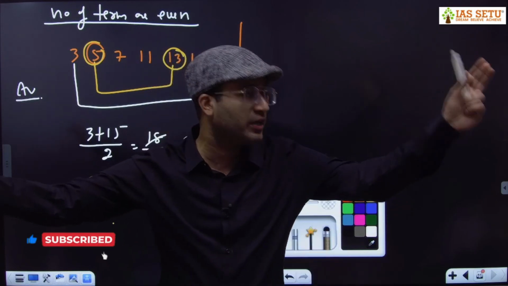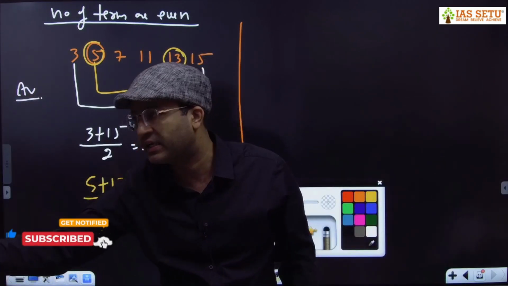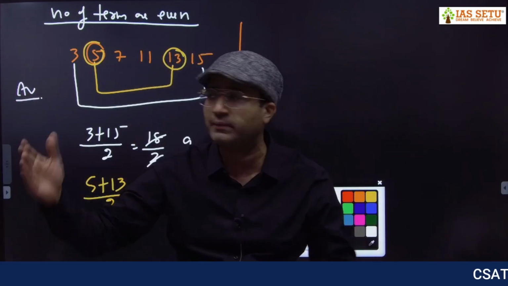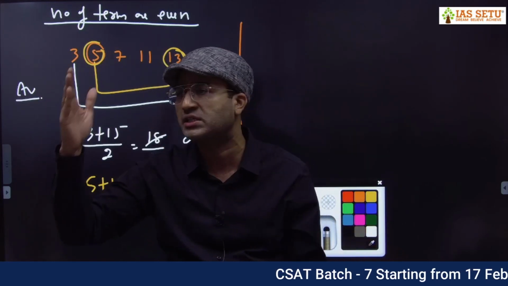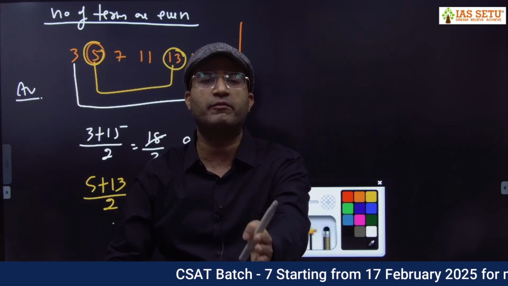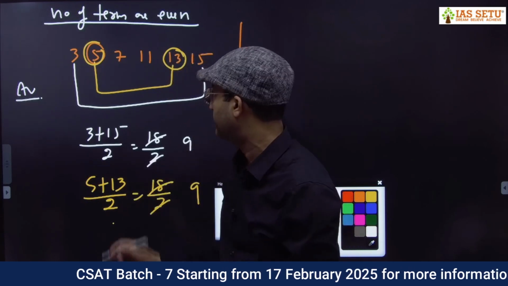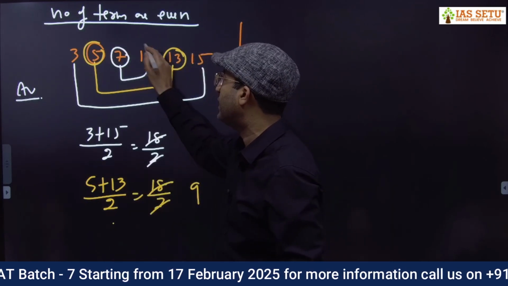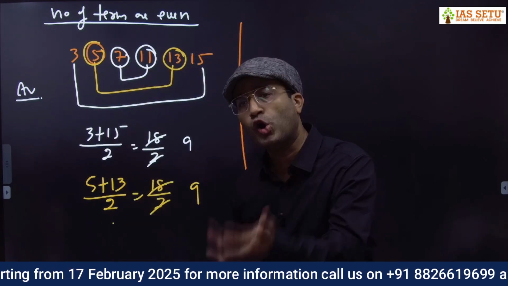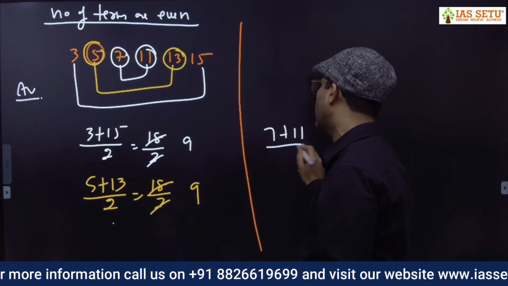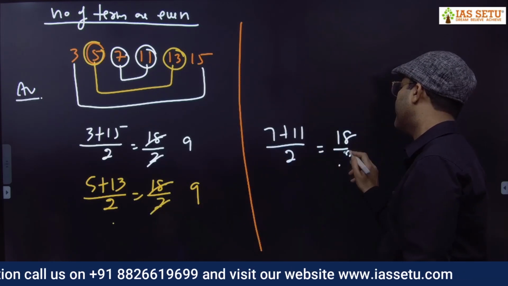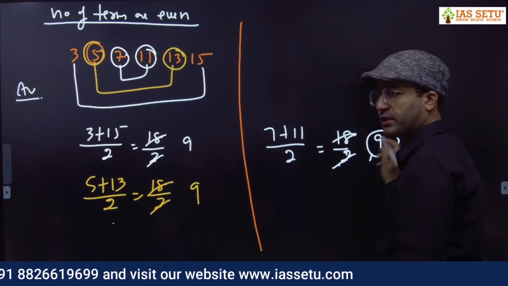First term will make a pair with the last term. Second term will make a pair with the second last term. Third term from starting will make a pair with the third term from the last. Fourth term from starting will make a pair with the fourth term from the last. So here this 7 and 11 are also sufficient to tell you the average. You can check, 7 plus 11 divided by 2, 18 divided by 2, you get 9.